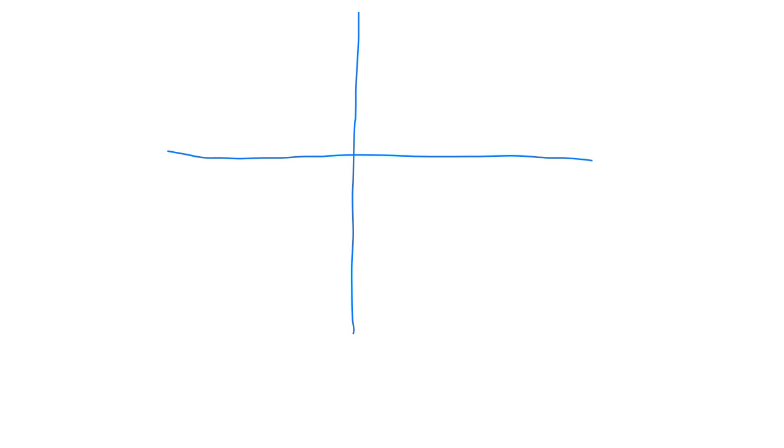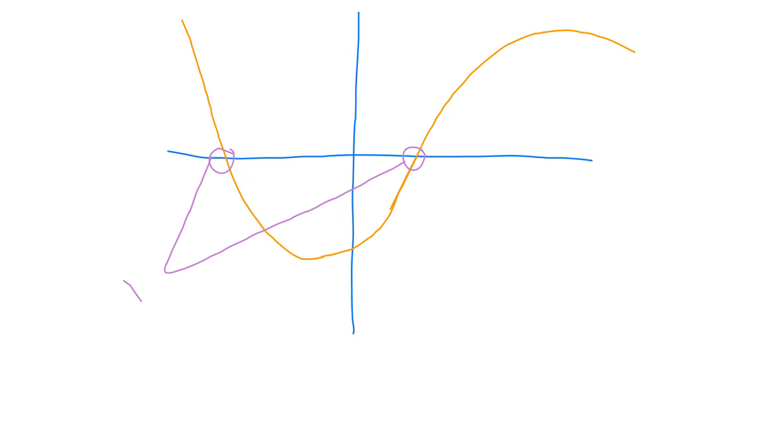The points where f of x meets the x-axis, these points, the x values at which f of x meets the x-axis are called what? X-intercepts. These points are called x-intercepts.